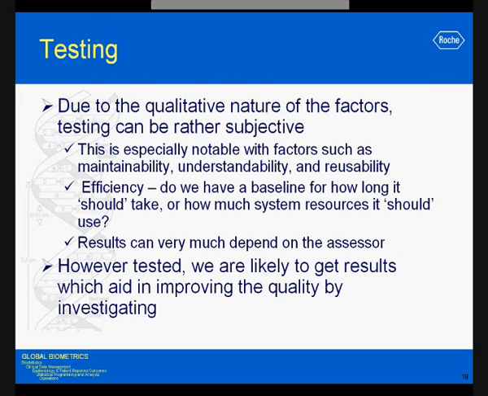For efficiency, how do we rate efficiency? If we look at the program and think, well, that looks pretty efficient, but when we run it, how long should it take? If it takes 2 hours, should it take an hour and a half? Should it take about 2 hours? Or how much of the system resources should it use? Unless we have a baseline for this, it's difficult to rate. And as a result, the results from the testing can very much depend on the assessor. However, I've said we should look at software quality factors, and testing them is very difficult. But if we do test them, however we test them, we're likely to get results which will improve our programs.